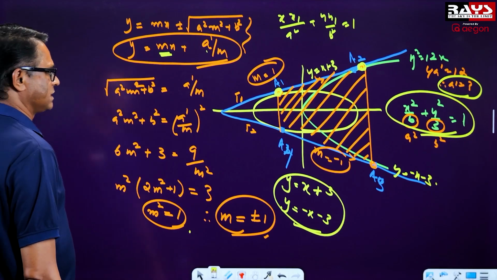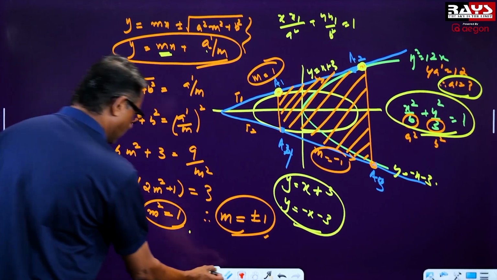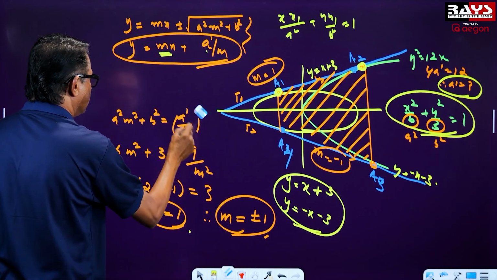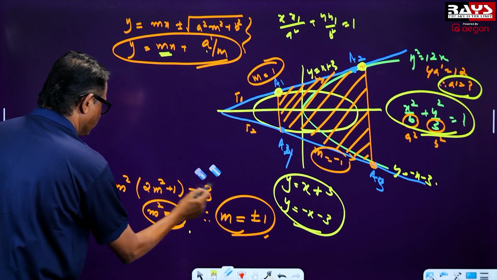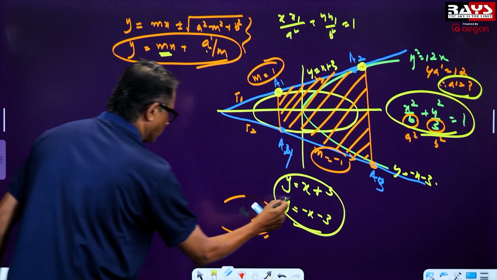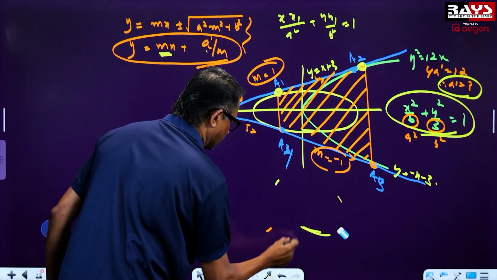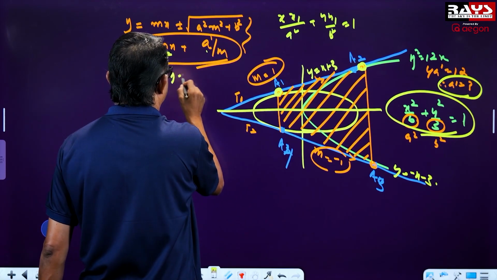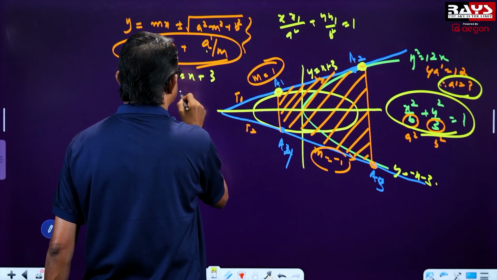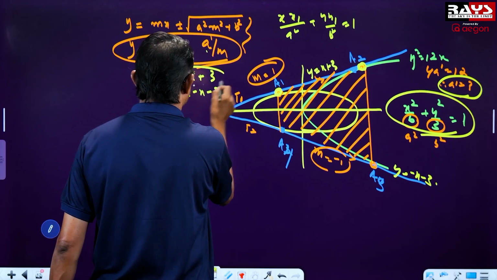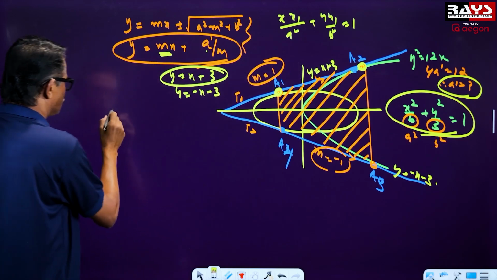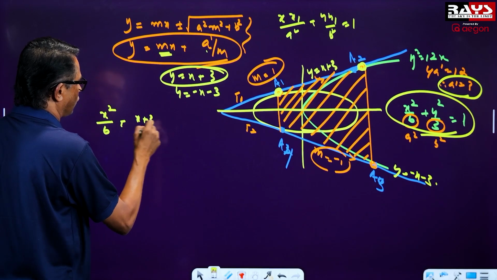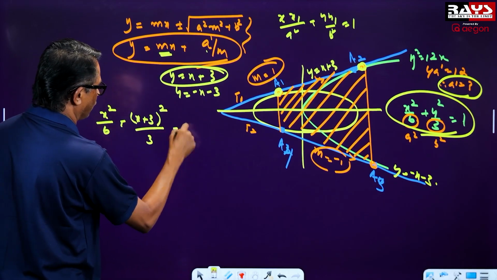x square by 6 plus y square is equal to 1. Let me remove this. Okay, so let us put the value. The two tangents are y equal to x plus 3 and y is equal to minus x minus 3. Let us put y equal to x plus 3 in the equation. So x square by 6 plus y square is what? x plus 3 whole square by 3 equal to 1.